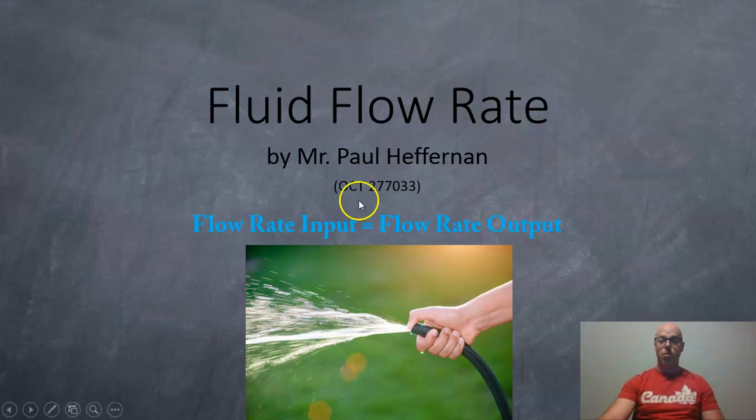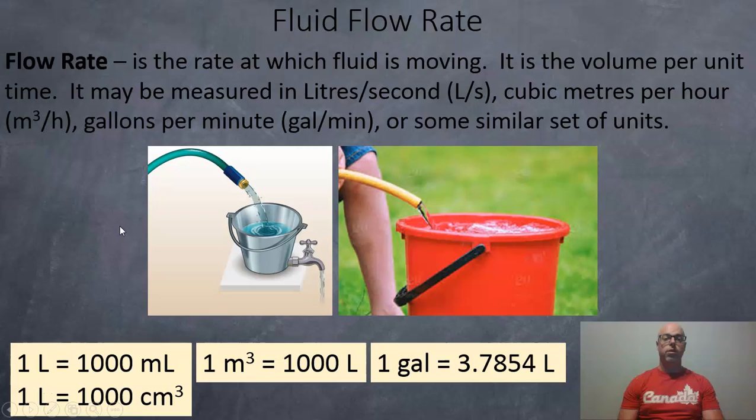So your flow rate input is equal to your flow rate output. Flow rate is the rate at which fluid is moving. It is the volume per unit time. It may be measured in liters per second, cubic meters per hour, gallons per minute, or some other set of units.